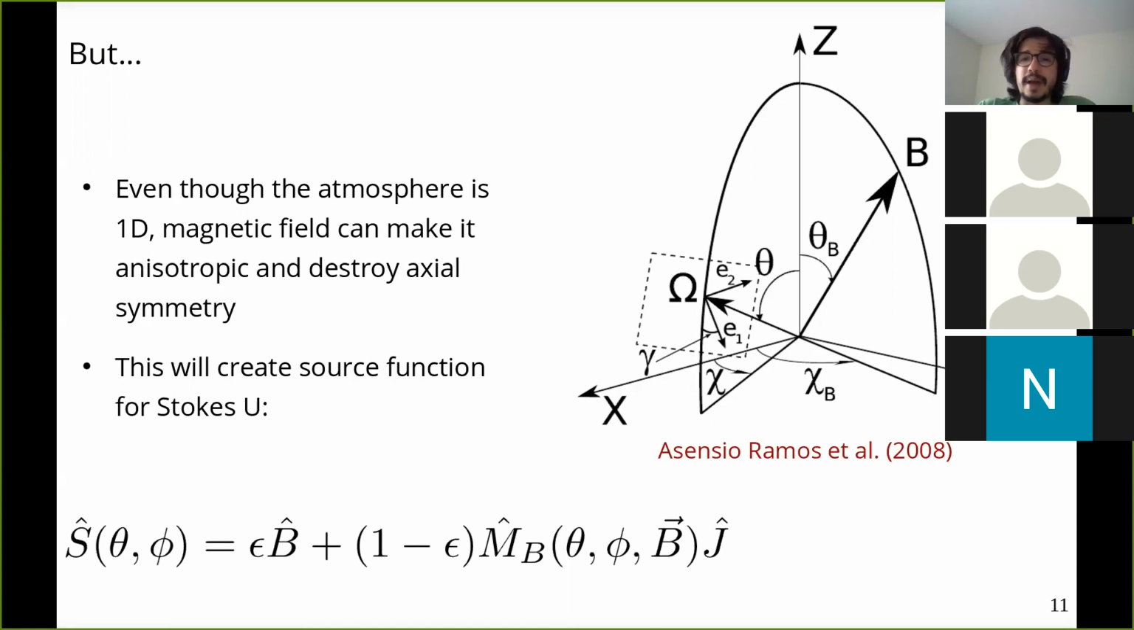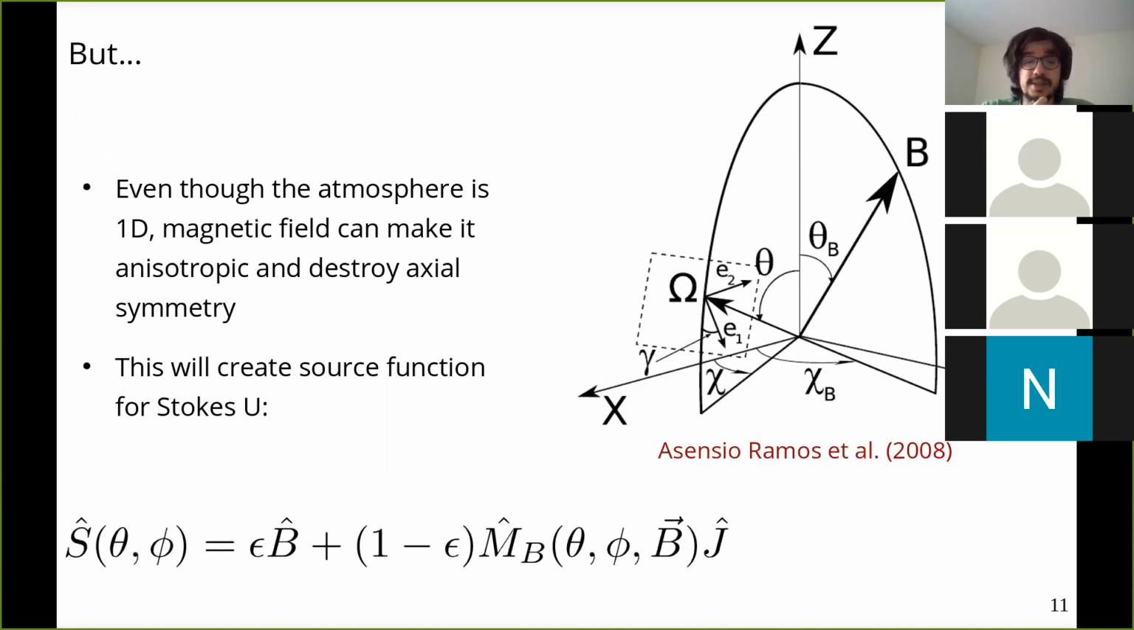But now there is a magnetic field which has some orientation, so some non-zero azimuth and some non-zero inclination with the z-axis, and obviously that magnetic field breaks the axial symmetry of the radiation. So think physical parameters: magnetic field, velocity, temperature.